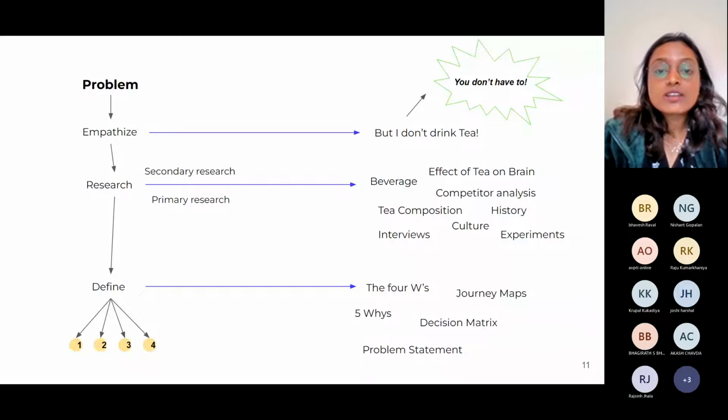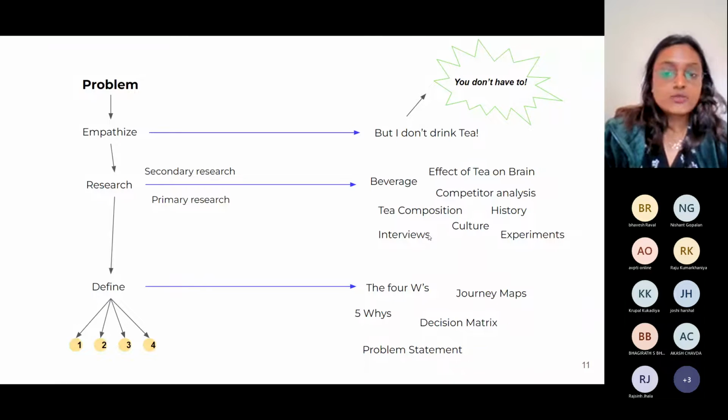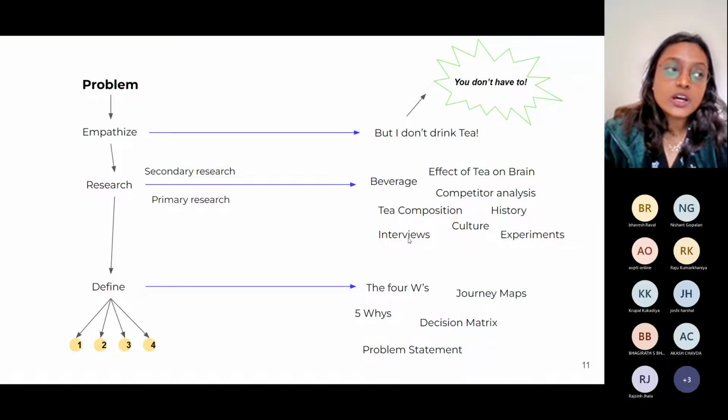And in primary research, I will go talk to a bunch of people who drink tea, and then I will do interviews with them to understand exactly if they have the problem, where exactly they have the problem, and what I can do about it. So we conduct interviews and experiments with the likely audience and make sure that we know that there is a problem.